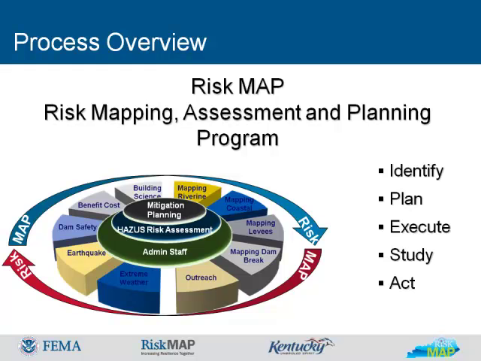RiskMAP provides communities with flood information and tools to use to enhance mitigation plans and other management activities and better protect their citizens through more accurate flood maps, risk assessment tools, and outreach support. Conducting these studies on a watershed basis will assist the communities, Kentucky Division of Water, and FEMA to better understand the contributing factors to flooding, risks, watershed needs, and mitigation options.